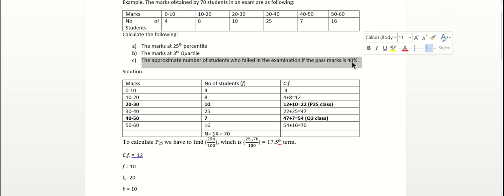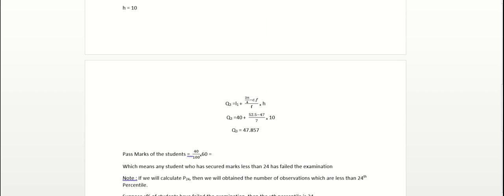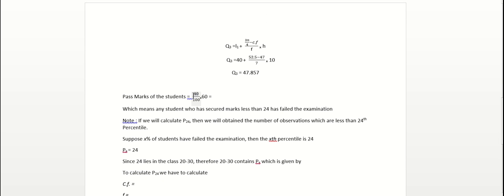So they are saying 40% is the pass marks. So what is the maximum marks? Here you can see the maximum marks is 60. It means if the students secure less than 40% out of 60, they will fail the exam, right? So the first thing we need to do is calculate 40% of 60, so that we can find the margin marks below which the students will fail. So 40% of 60 is 24, right? So here it is 24, which means any student who has secured marks less than 24 has failed the examination.